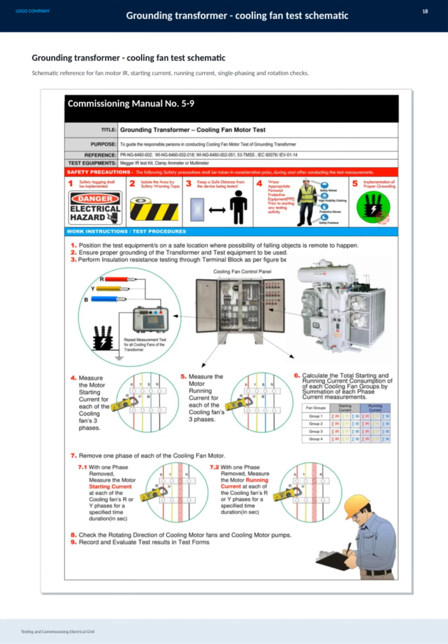Here we have the schematic for testing the grounding transformer's cooling fan. This diagram is essential for verifying several key parameters, including the insulation resistance of the fan motor, the starting and running currents, as well as checking for single phasing and ensuring the fan is rotating correctly. By carefully following this schematic, we can guarantee that the cooling system operates reliably during commissioning. This is all detailed in Commissioning Manual number 5 to 9, which provides comprehensive guidance throughout the testing process.